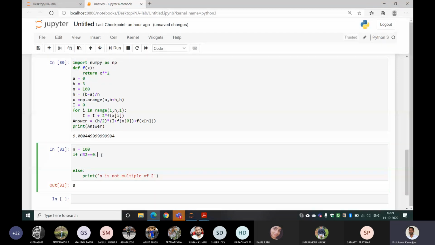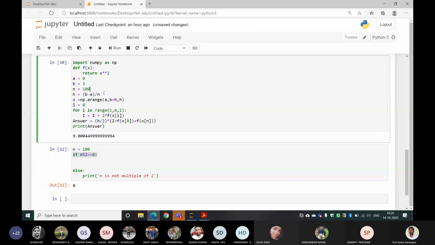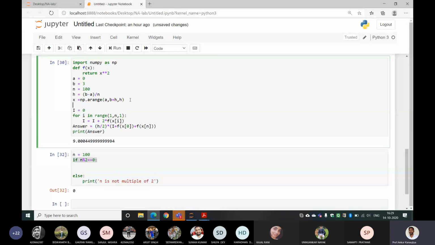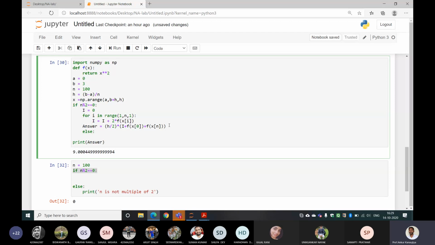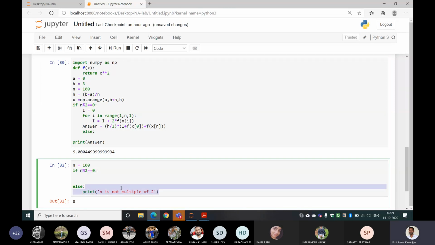So I can write here also. Before doing the process, I will check if n is a multiple of 2 or not. If this is true, then do the whole process. So for Simpson's 1/3 rule you are telling? Yeah, Simpson 1/3 rule only. Else print it is not a multiple of 2.